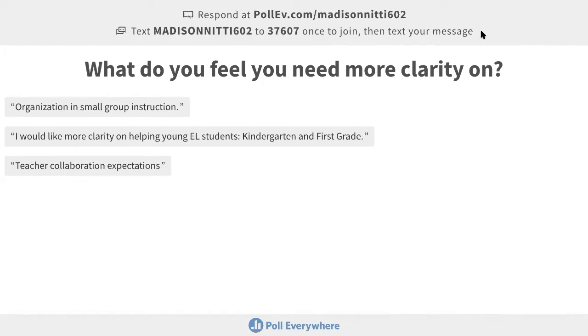I feel the same way with the reading site though. There's so much on the reading site. I'm like, wait, where do I need to go for the high frequency words again? I can help you with that, Maddie. That's not a problem.